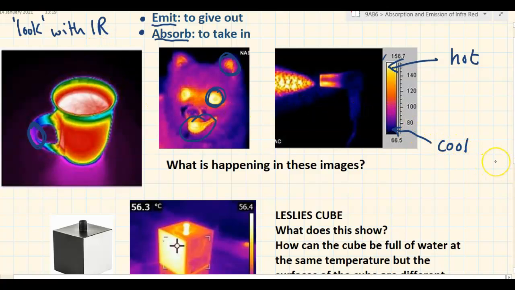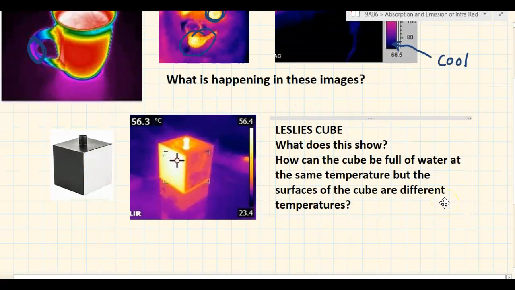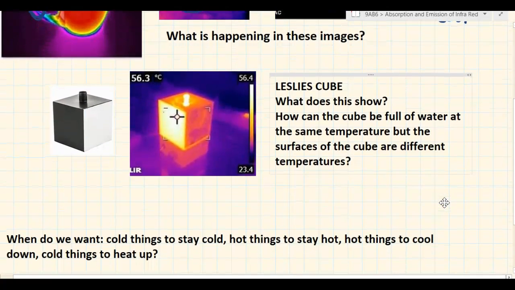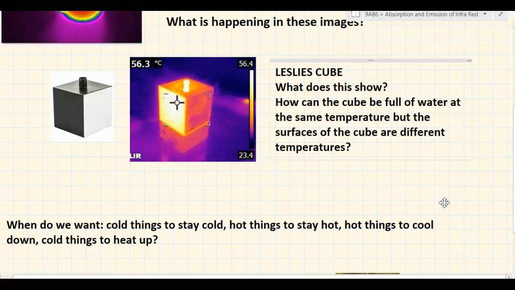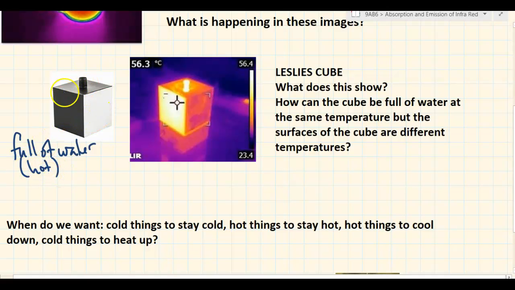Now, your bit of work this afternoon, part of it involves looking at this thing here, which is called a Leslie's cube, and if we were looking at one in the lesson, it would look like this. So you've got a metal box, it's hollow, and it's full of water, and we fill it up with water from the kettle, which obviously is hot.